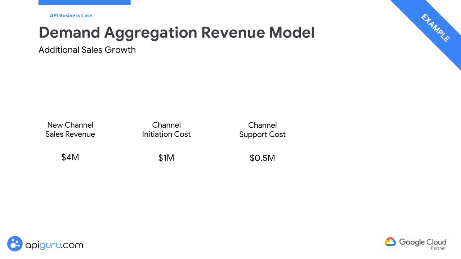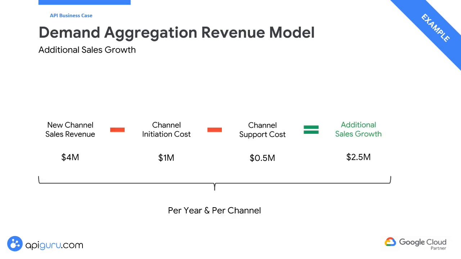Now let's look at the channel support cost. These are the ongoing costs needed to maintain and manage the APIs, totaling $0.5 million. This encompasses resources for customer support, marketing efforts, and operational expenses. So starting with the new channel sales revenue of $4 million, we subtract the channel initiation cost of $1 million and the channel support cost of $0.5 million. That leaves us with an additional sales growth of $2.5 million.